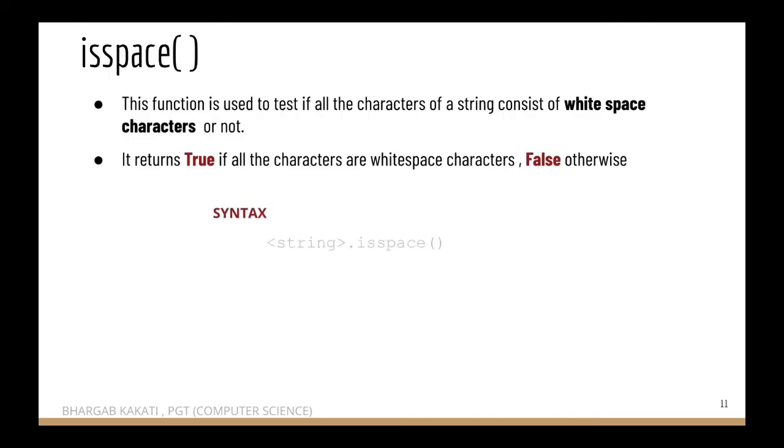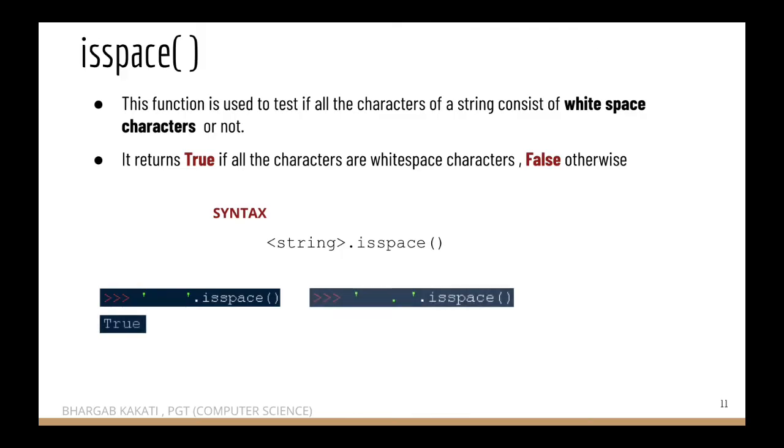What is the syntax for isspace? String.isspace. As with the previous functions, this also has the same syntax. So if I put some kind of gap, if all are gap, dot isspace, it will return me true. We have certain spaces, but in between we gave a dot. That means, are all the characters spaces? No, therefore it will return me the result as false.